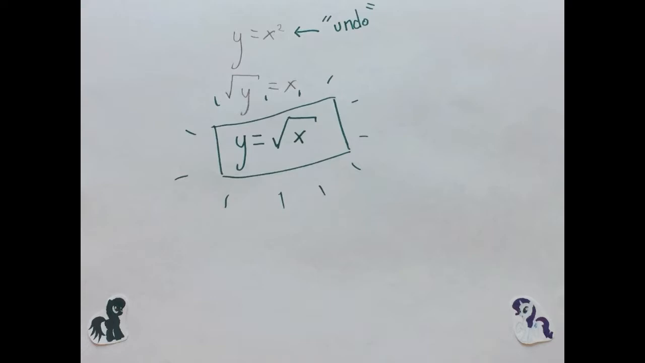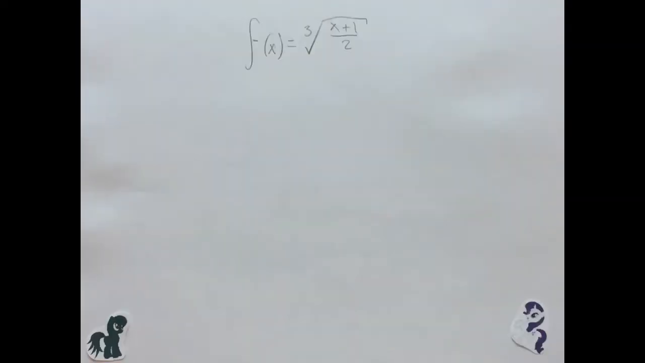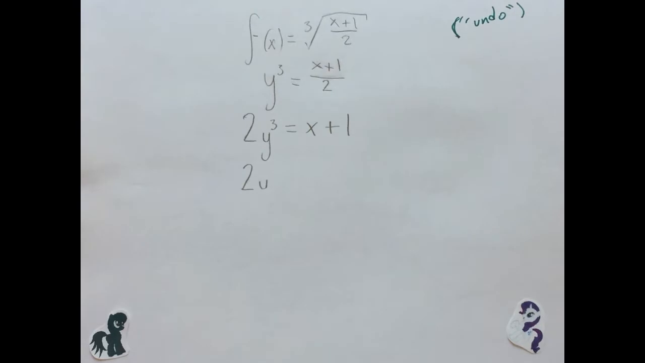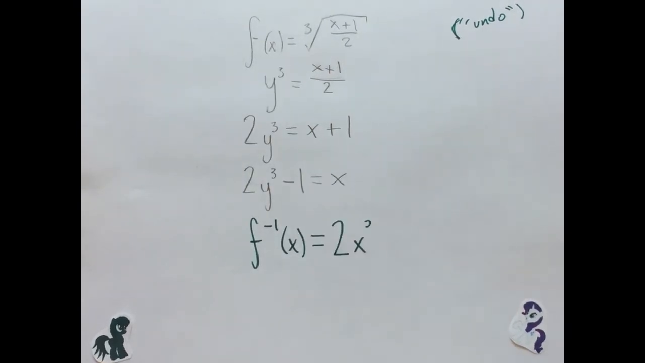Here's another example. First, we cube both sides of the equation, then multiply both sides by 2, and finally subtract 1 from both sides. The inverse function is f to the negative 1 equals 2x cubed minus 1.